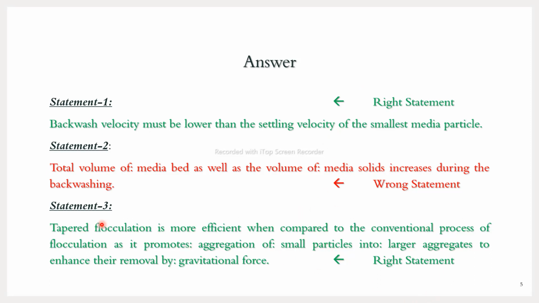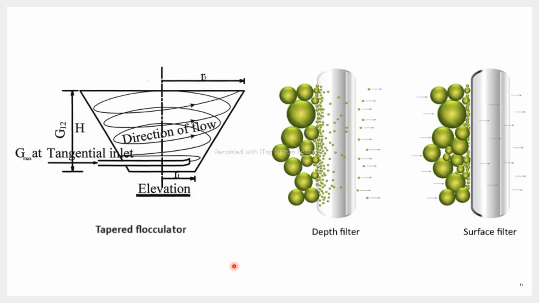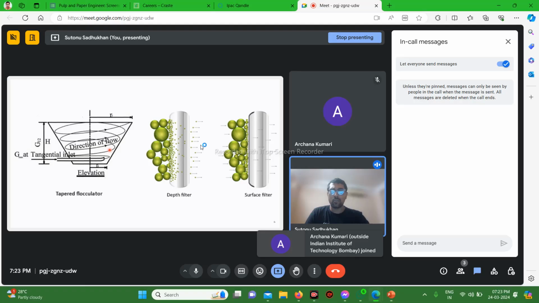And this is the right statement. Tapered flocculation is more efficient when compared to the conventional process of flocculation, as it promotes aggregation of small particles into larger aggregates to enhance their removal by gravitational forces. So what is tapered flocculation basically? This is a tapered flocculation where the flow happens tangentially.